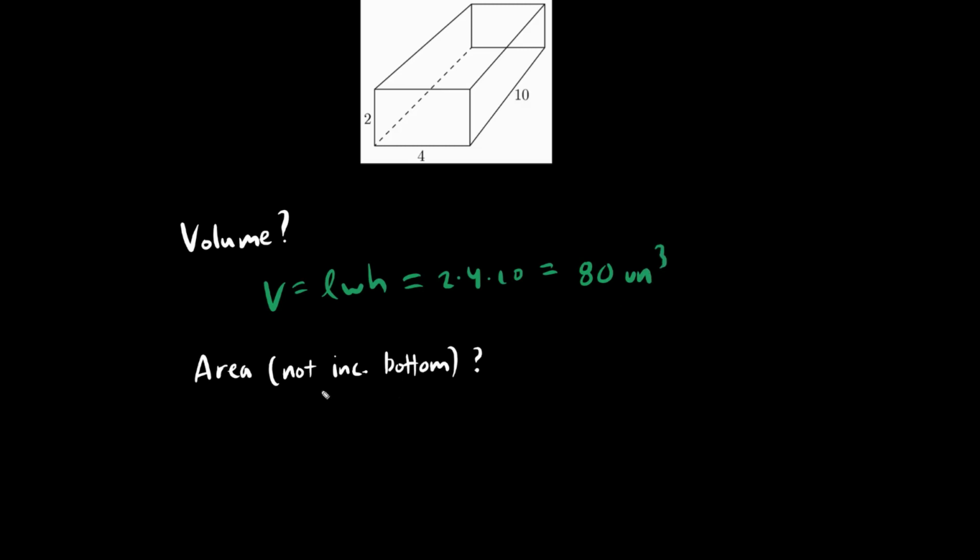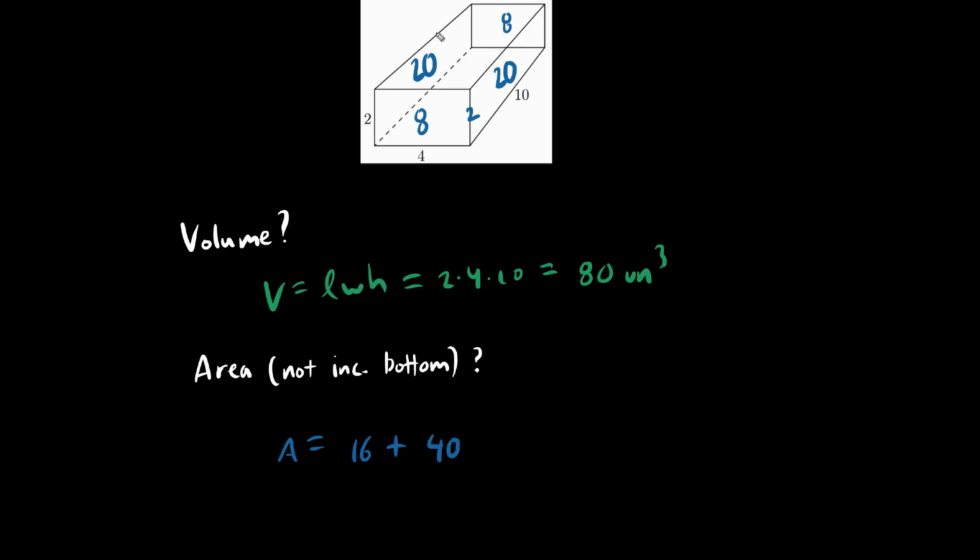Now let's find the area. The area of the front is 2 times 4, which is 8. But we also have a back, which is also 8. So front and back, the area is equal to 8 plus 8, which is 16. And now we have to add the sides as well. So the side, we have a 2 times 10, which is 20. We also have a 20 on the left side here. 20 plus 20 is 40.